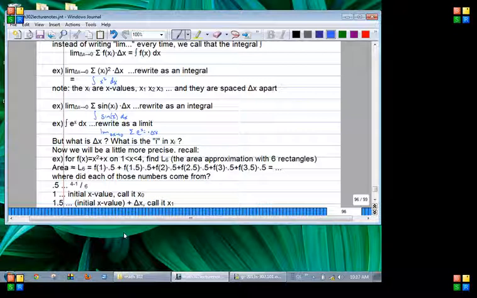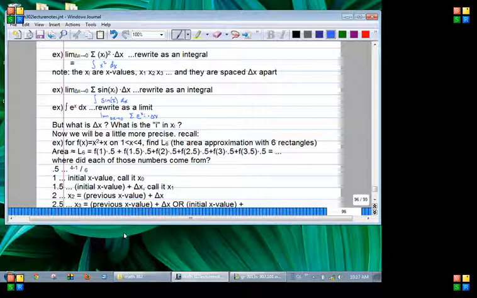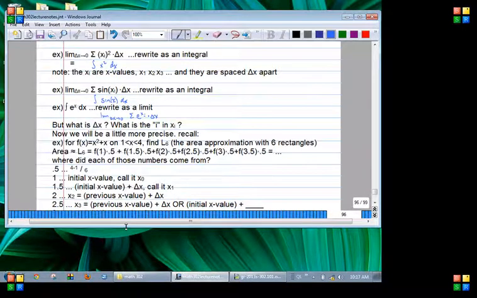Next one is 2. Where does that come from? Right, so I've got this plus another delta x. Now what about 2.5? Same thing again, so this is now x3. We're going to think of this as the previous x value plus delta x, or the initial x value plus the delta x. Well, the initial x value was 1. So how did we get up to 2.5? Delta x.